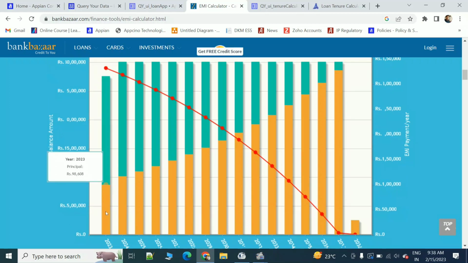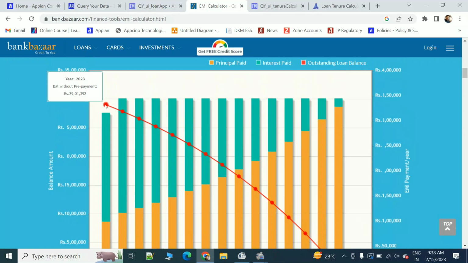So as you go from 2023 to 2038, the principal amount is increasing and the interest amount is decreasing. And one more line chart is displayed here, that is for the outstanding amount. So initially you are taking 30 lakhs loan amount. After 1 year the balance amount is 29 lakhs 1392.